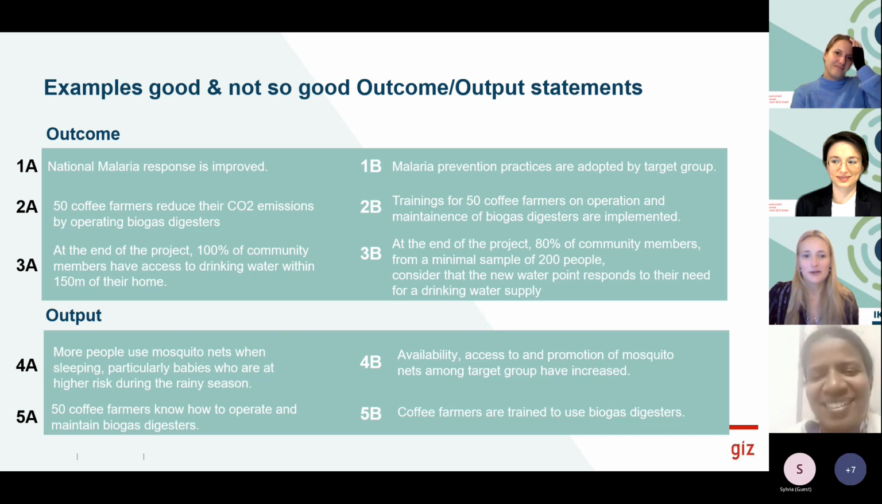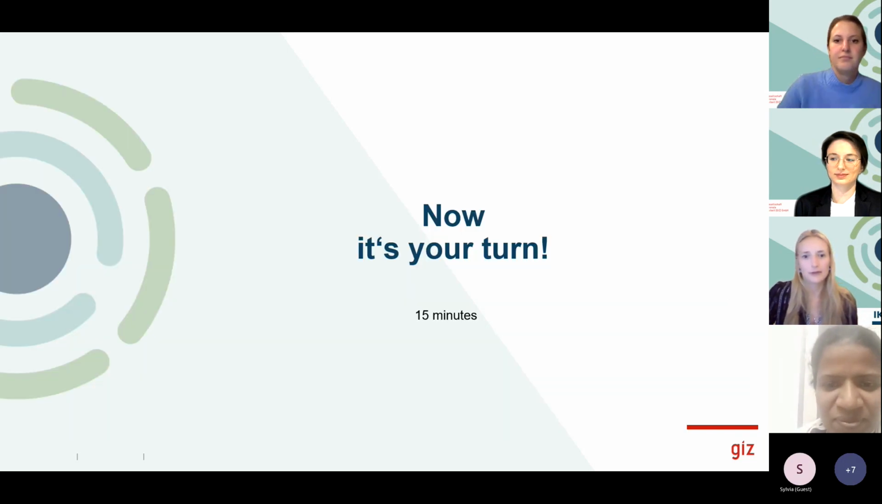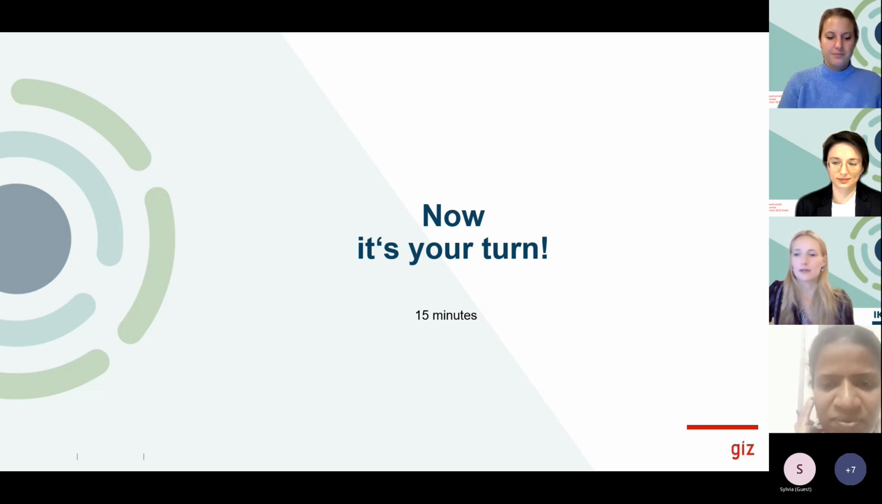Okay, and now it's your turn. As we promised, we will now have a group activity where you go through an example project and you formulate your outcomes, outputs, and so on and so forth. And Lisa and Isabel will join you in the session, so they will have a PowerPoint slide ready where they will write down what you're suggesting, and you will also see the task again.